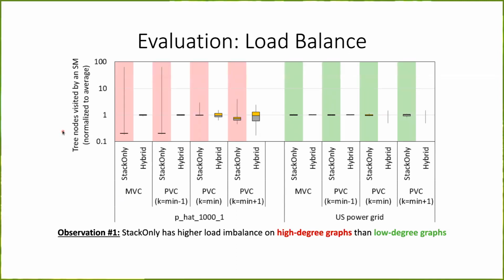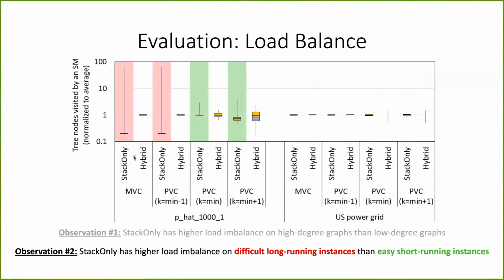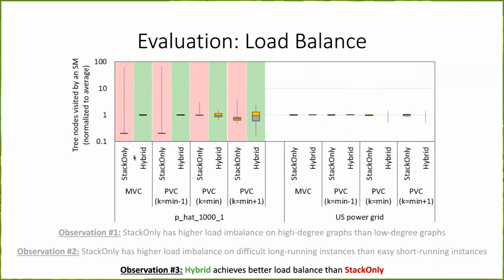The first observation that we can make is that stack-only has higher load imbalance on high-degree graphs than low-degree graphs. The second observation is that stack-only has higher load imbalance on difficult long-running instances than easy short-running instances. And the third observation is that hybrid achieves better load balance than stack-only, which explains why hybrid is much faster on longer instances.